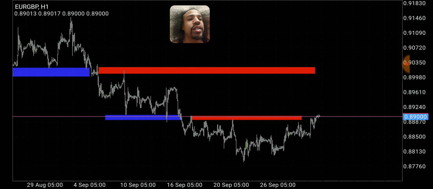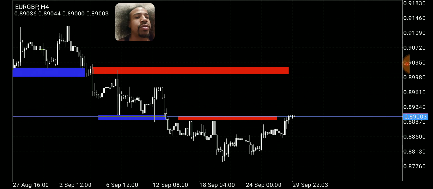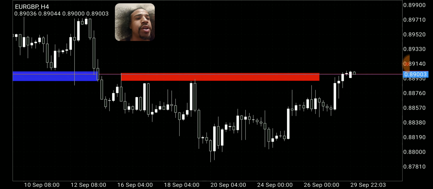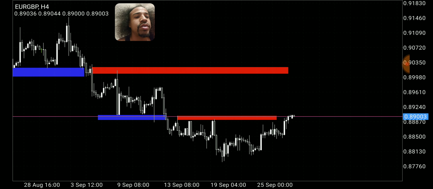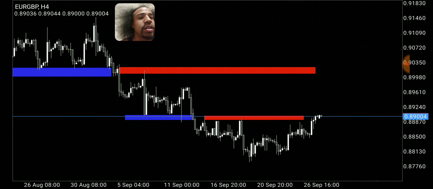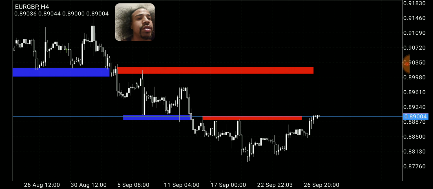I don't see much here, so I'm gonna go ahead. Let's see if we can zoom in for a 4 hour reversal candlestick pattern. Do we see a head and shoulders? Do we see a double bottom? We kind of see an M. Let's see here.